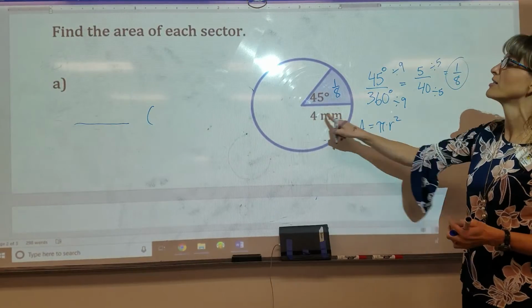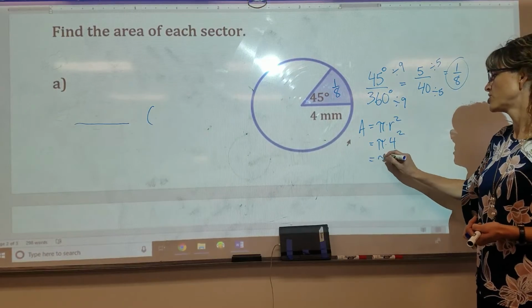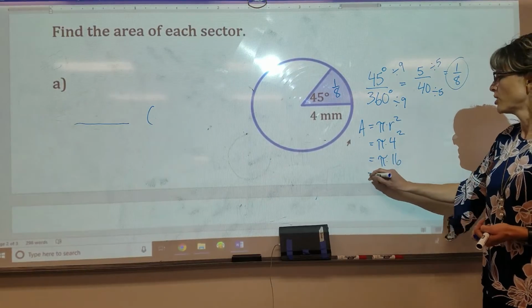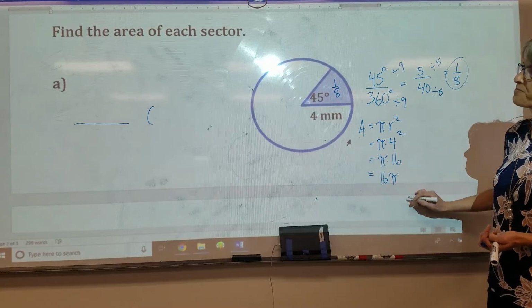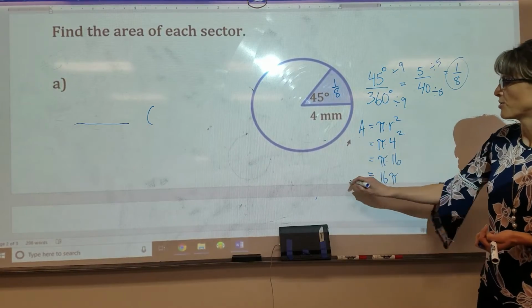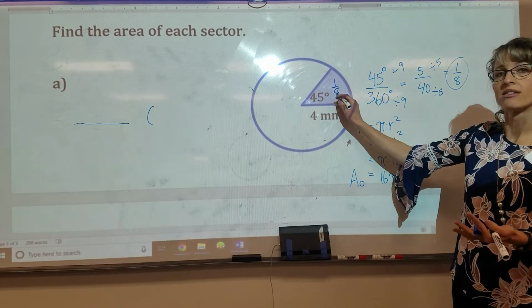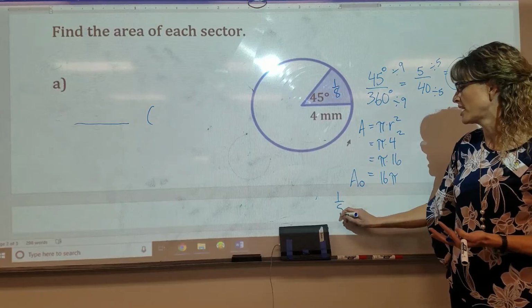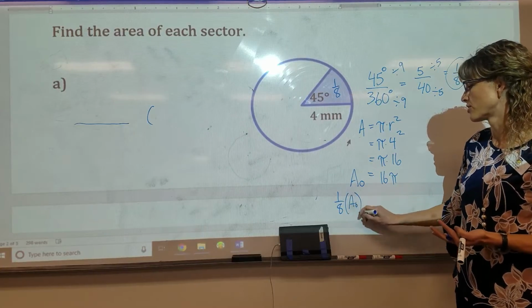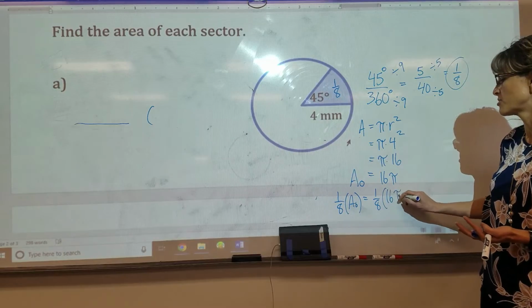Area equals pi times radius squared. What is my radius? 4 millimeters. Pi times 4 squared, which is pi times 16, and we like the coefficient in front. So now, this is my area of the whole circle. I'll put A of the whole circle. But I want 1/8 of that. So I'm going to take 1/8 of the area of the whole circle and find 1/8 of 16 times pi.